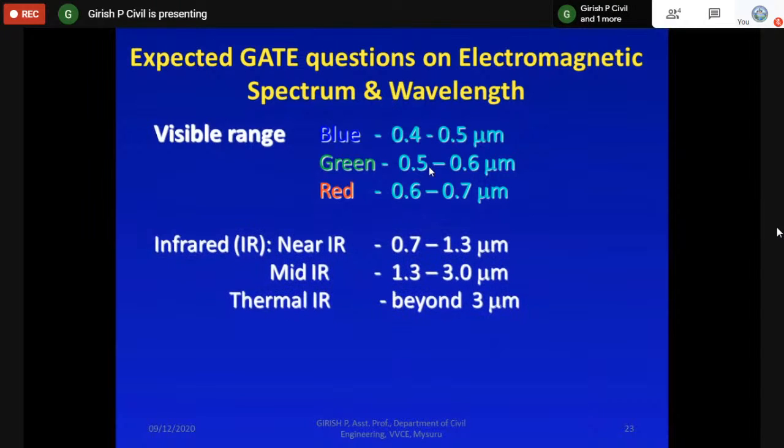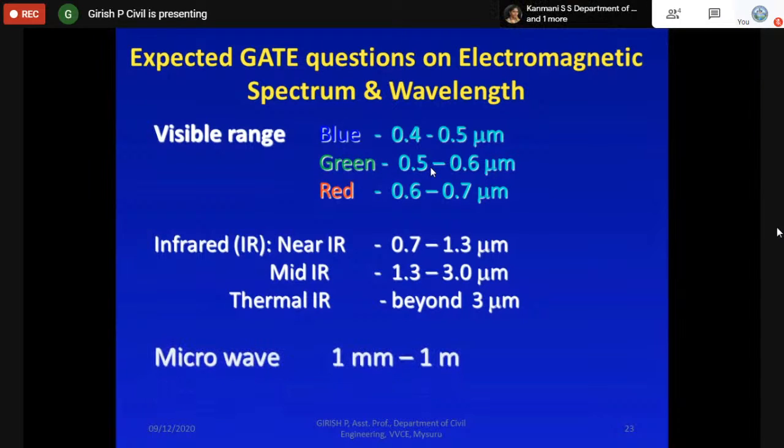Coming to infrared radiation, the near infrared goes up to 1.3 micrometer. For middle infrared, the wavelength will be 1.3 to 3 micrometer. For thermal infrared, the wavelength will be beyond 3 micrometer. Coming to another important part of the electromagnetic spectrum, microwaves. The active form of microwave is radar. Microwave wavelengths range between 1 mm to 1 meter.